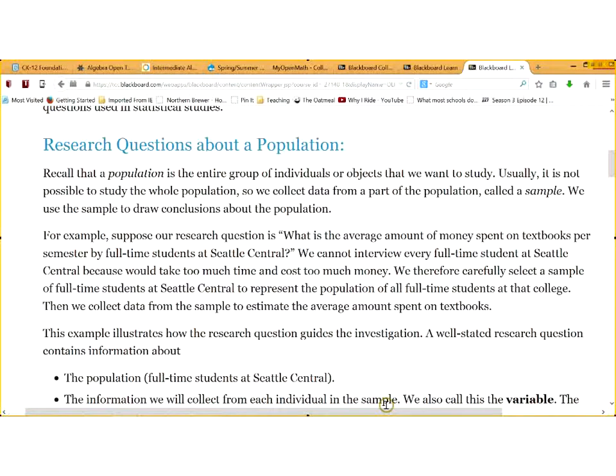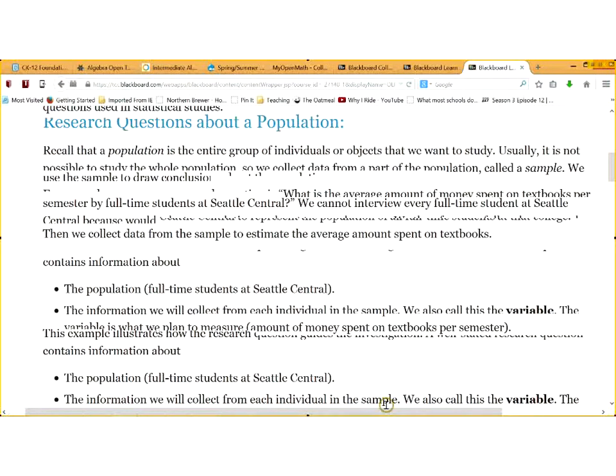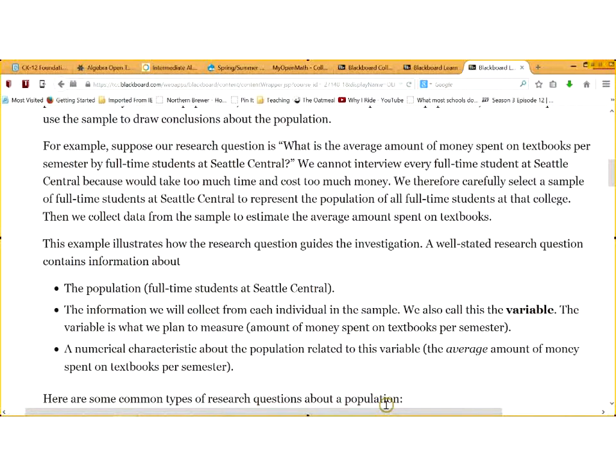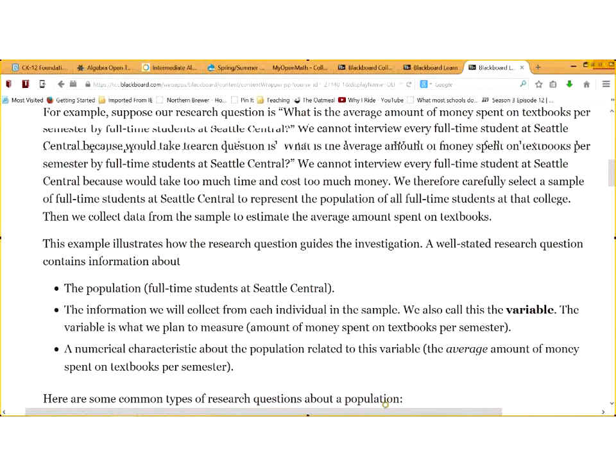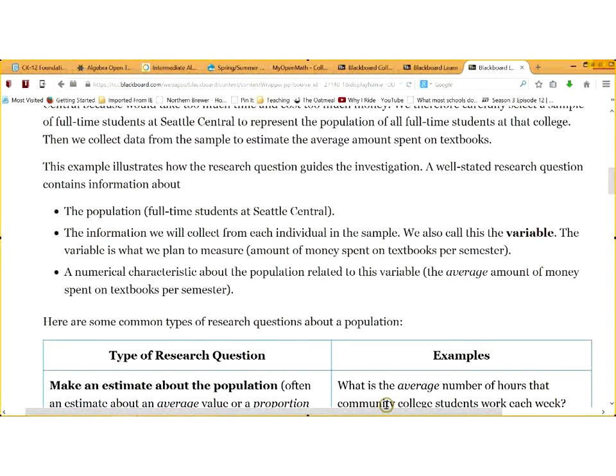So let's look at this example real quick. It says, suppose our research question is, what is the average amount of money spent on textbooks per semester by full-time students at Seattle Central? That's a community college outside of Seattle. We cannot interview every full-time student at Seattle Central because it would take too much time and cost too much money. We therefore carefully select a sample of full-time students at Seattle Central to represent the population of all full-time students at the college. Then we collect data from the sample to estimate the average amount spent on textbooks.